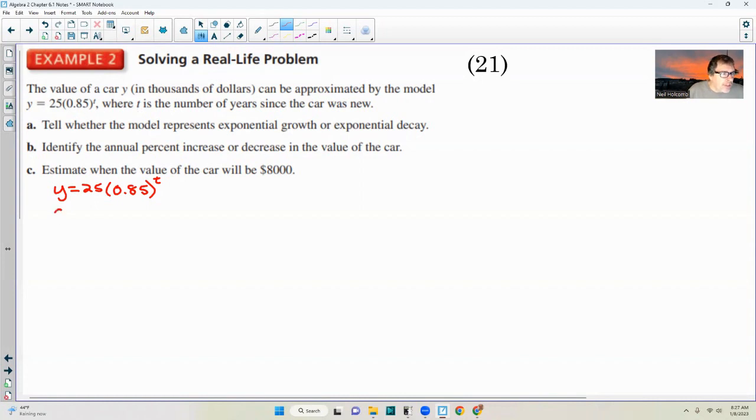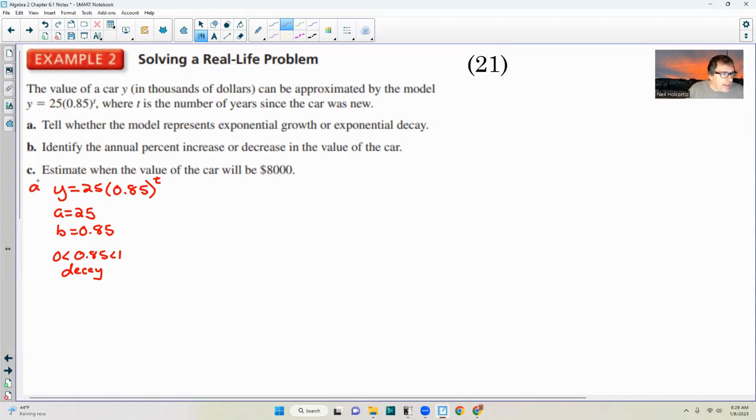So before I even start, I'm going to list what my values are. a is 25 and b is 0.85. And 0.85 is between 0 and 1. So this is decay. Okay, the value of the car is going to decrease as time goes by. Okay, so part A says tell whether the model represents exponential growth or exponential decay.